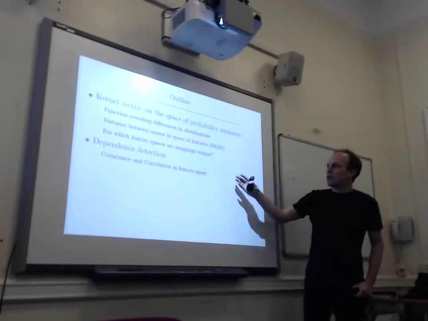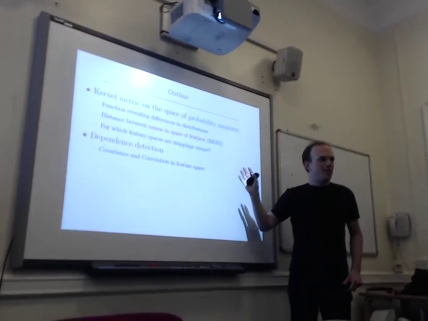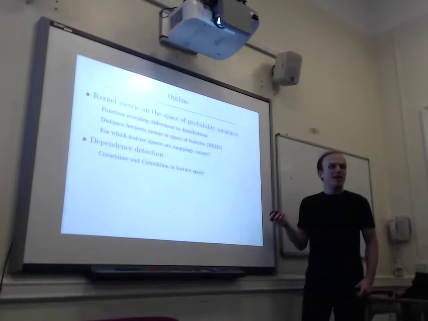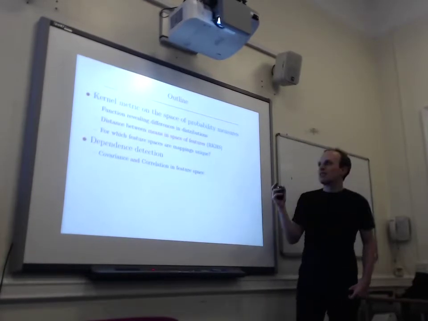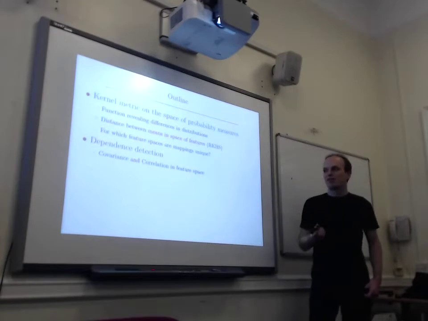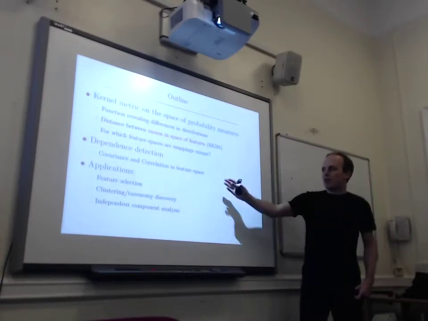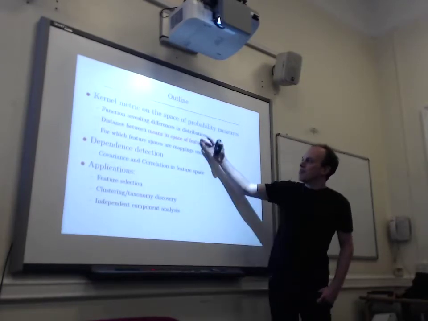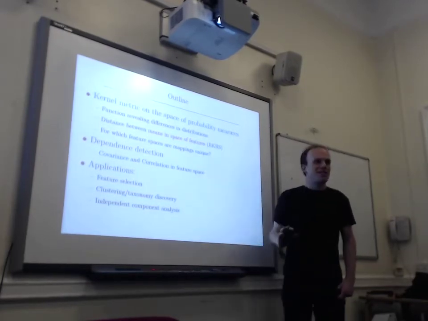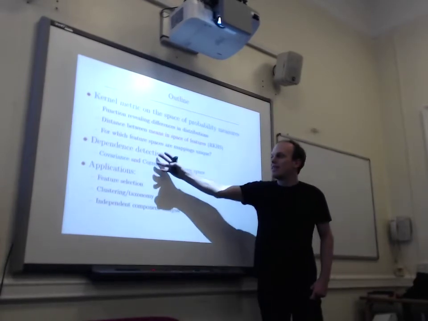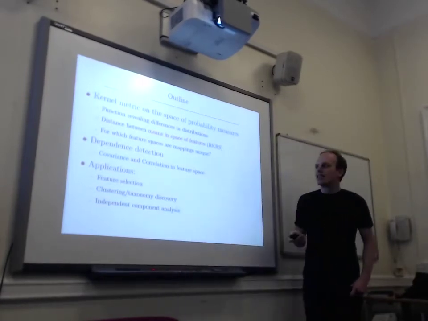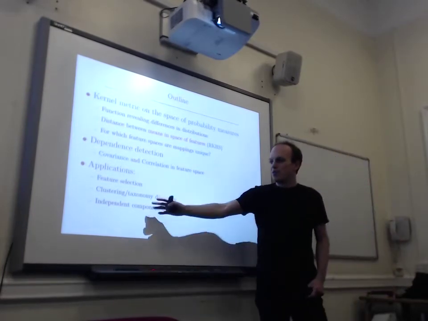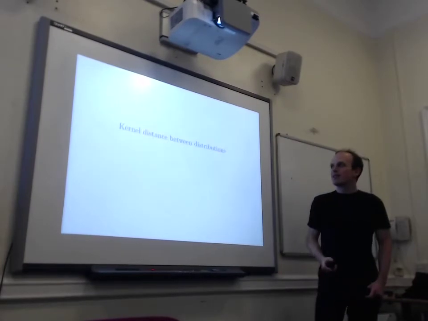Then I'm going to go on to applying this to a very specific subproblem, but a very interesting one, which is dependence detection, where the distance that you care about is the distance between the joint distribution and the product of the marginals. And then I'll talk about covariance and correlation. I'm probably not going to get past this first section in this lecture, so it's likely that this will be in next week's lecture. And in the lectures afterwards, we'll talk about all these different applications.